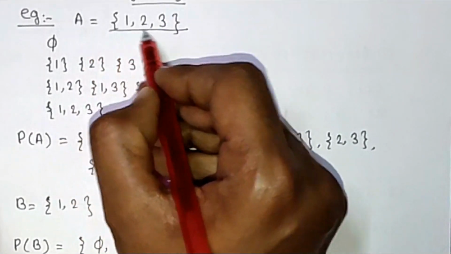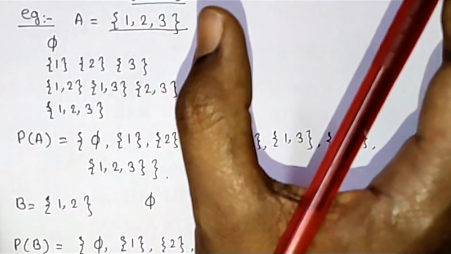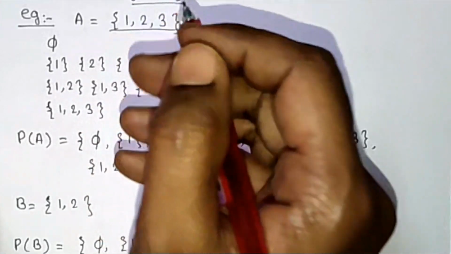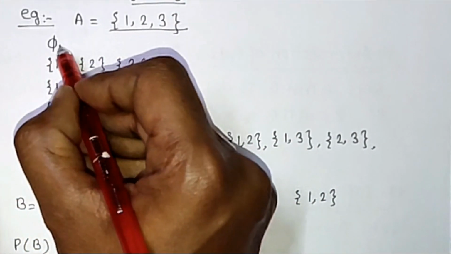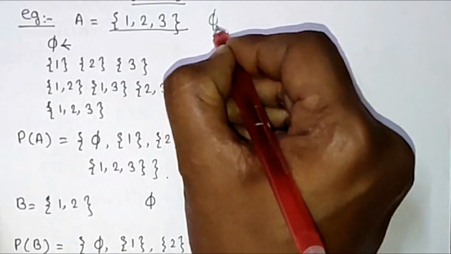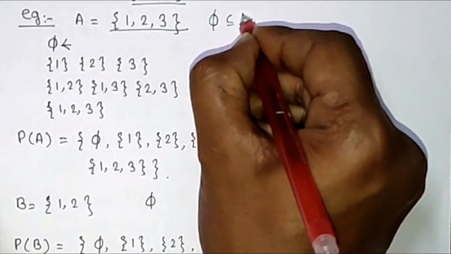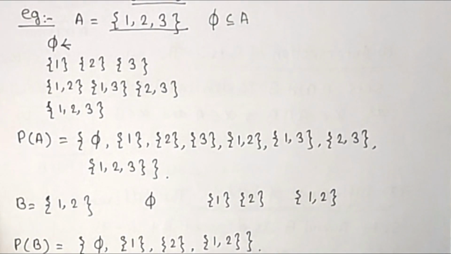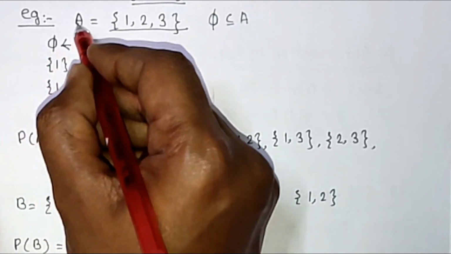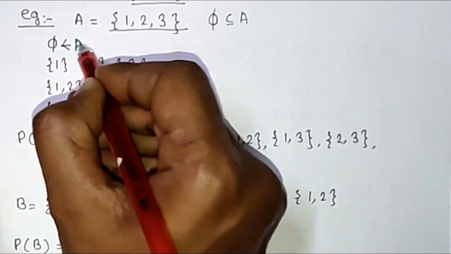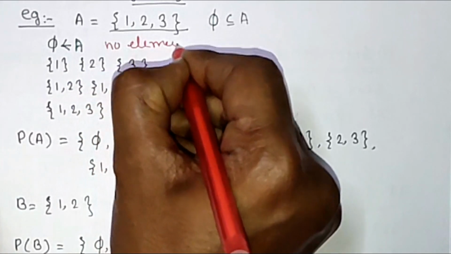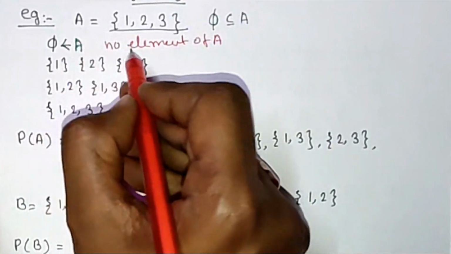Look, there are three elements in A. How to make subsets of A? Look, if we take no elements of A, that is phi is also a subset of A, because we know that phi is a subset of every set A. So if we take no elements of A, then we will get a subset of A which is known as phi. So phi is a subset of A. This set is formed by taking no elements of A.